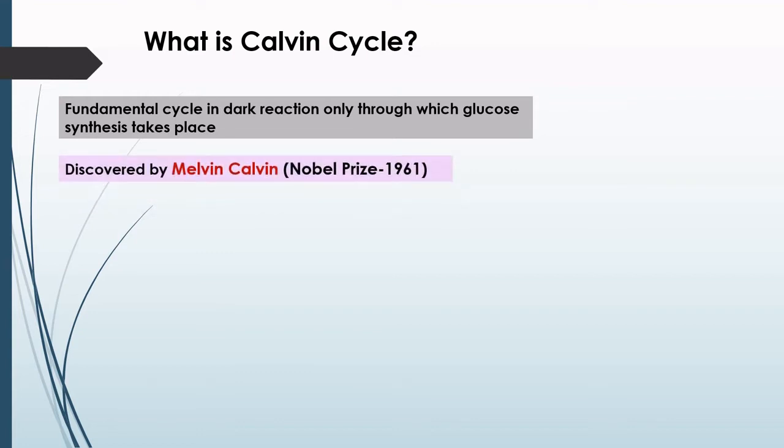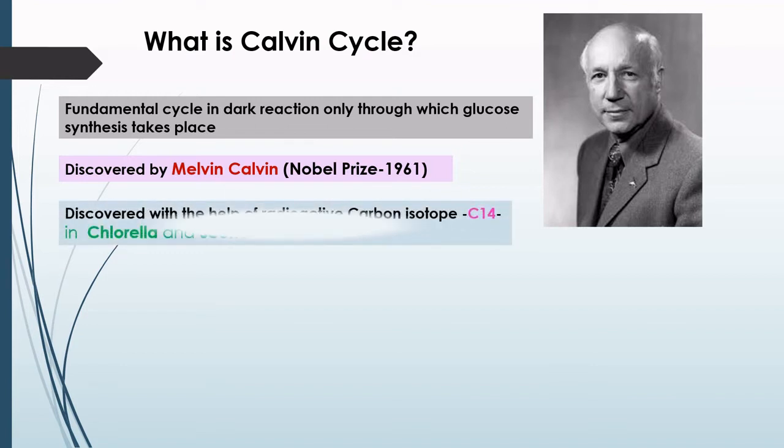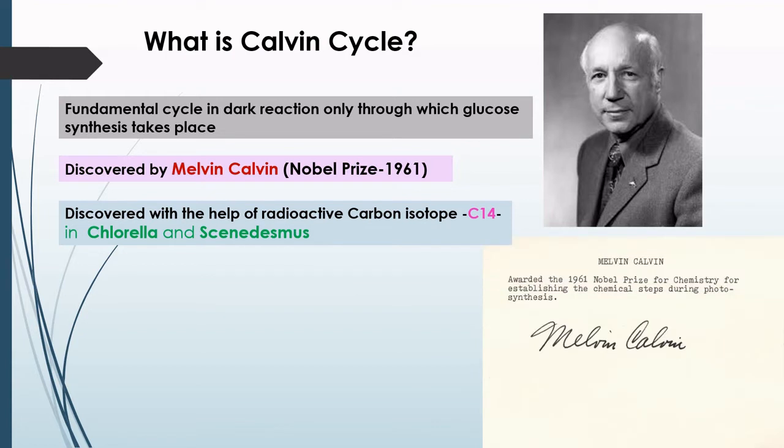This cycle was discovered by Melvin Calvin, an American biochemist. That is why the name Calvin cycle. He discovered the cycle with the help of radioactive carbon isotope C14 and conducted studies in green algae, Chlorella and Scenedesmus, and elucidated the complicated cyclic pathway of carbon reduction. For this amazing work, he was awarded the Nobel Prize for Chemistry in 1961.